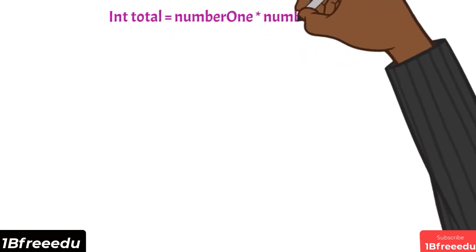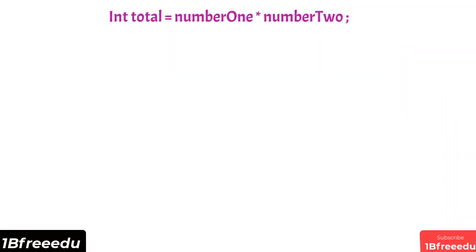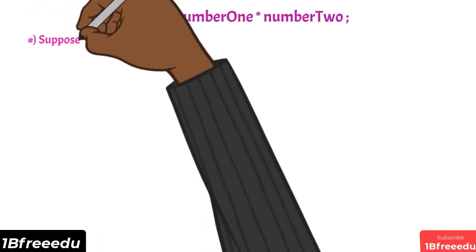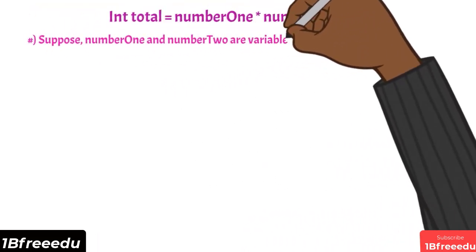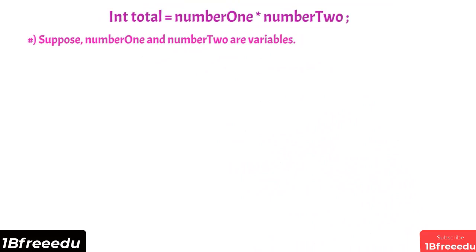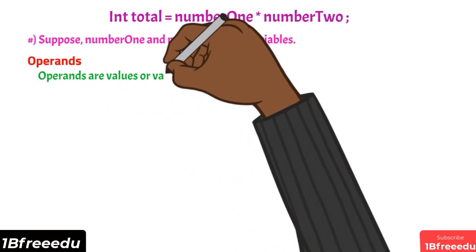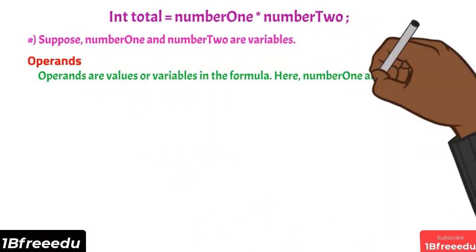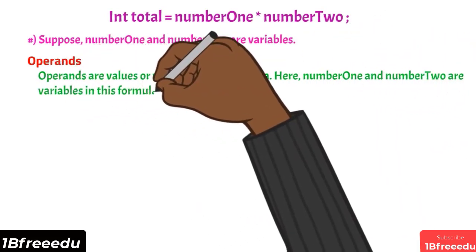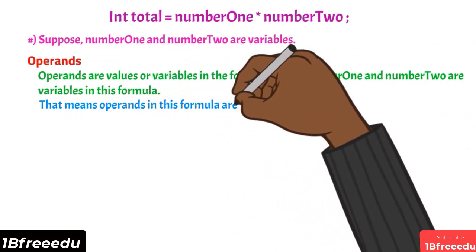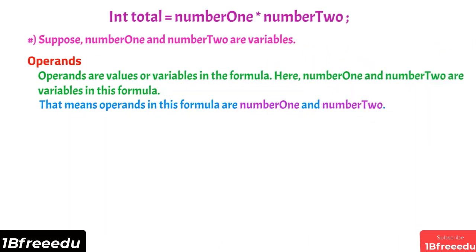The formula is int total equal number 1 multiplied by number 2. Suppose number 1 and number 2 are variables. Right. Okay. What are the operands in this formula? Operand means values or variables in a formula. According to that, number 1 and number 2 variables are operands in this formula.